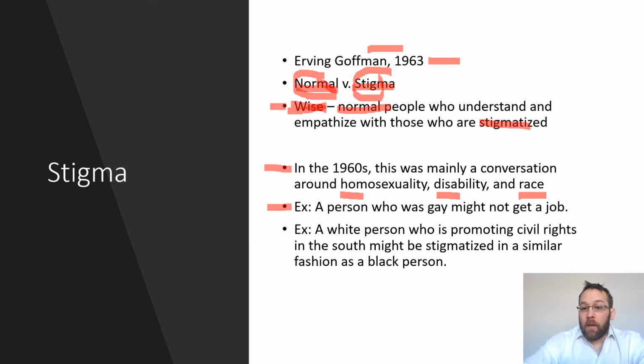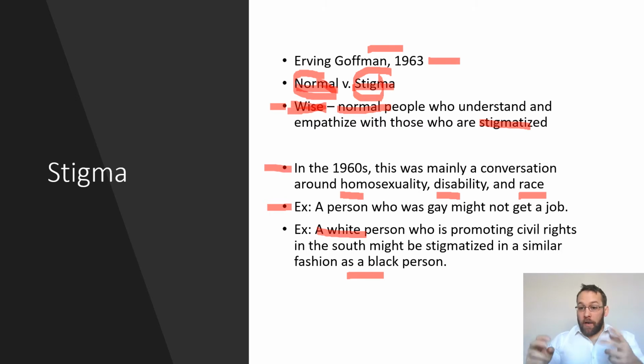So there are individuals, white people specifically, who were down in the South promoting civil rights, and they were stigmatized in similar fashions to black individuals, because those who were a part of normal society were trying to say, let's bring more people in, right? Let's accept people into society and recognize that they're normal as well. Let's not marginalize their immutable characteristic because we want to stigmatize some people and not stigmatize others.